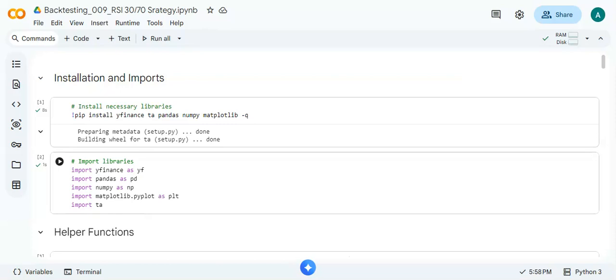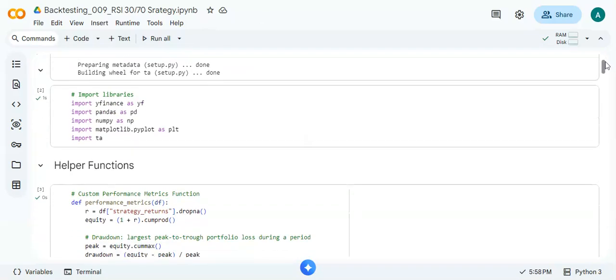Okay, so as usual, first we will install and import key libraries. We're using the Yahoo Finance platform. For programming we use Pandas and NumPy, for visualization we use Matplotlib, and for technical analysis we use the TA library.